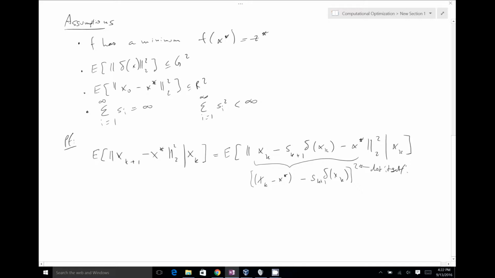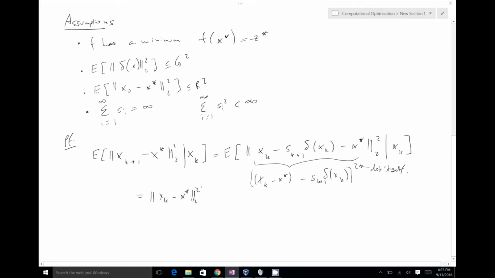Now, this first term, xk minus x star, is it random given xk? No, right? Given xk, that's a constant. And so I have the expectation of that constant, so I can just pull out the constant. What I'm going to write here is just the norm of xk minus x star squared. So that's just that first constant.